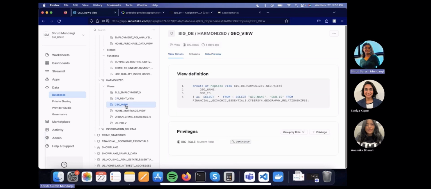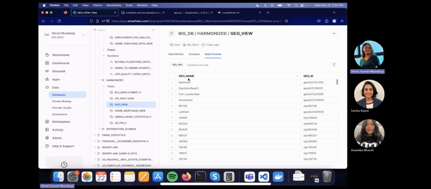The next view is a geo view. So basically we have created this view because all our tables were mapped only with geo ID and not the name. And there was another table which had the names for those respective geo IDs. And here we are connecting them.